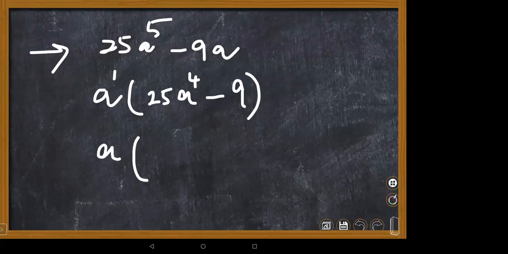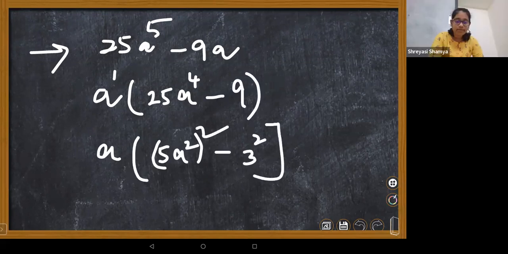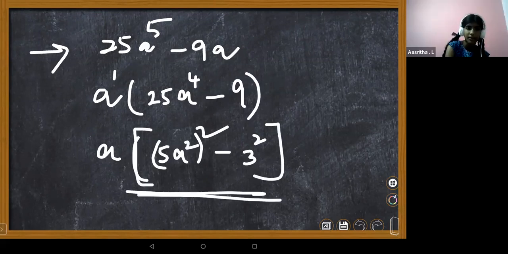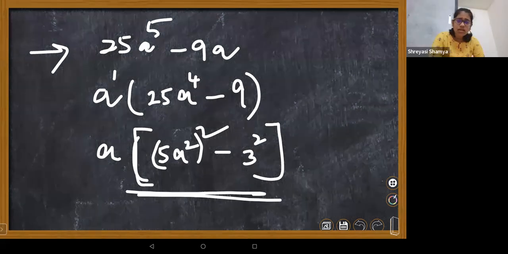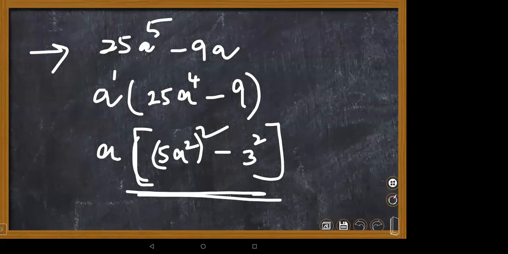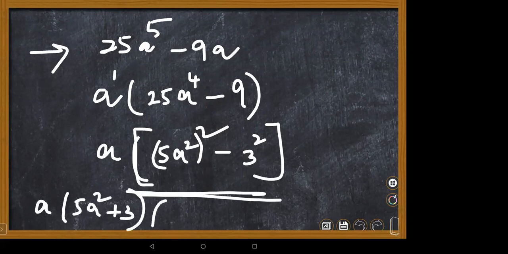Here 25a power 4 can be written as 5a square whole square. Yes, ma'am. Power raised to power becomes multiplication, so 2 2s are 4. Here 9 can be written as 3 square. Which identity should I use for this? A square minus B square. Wonderful. So where A is 5a square, 5a square plus 3 is one step, and 5a square minus 3 is another step.